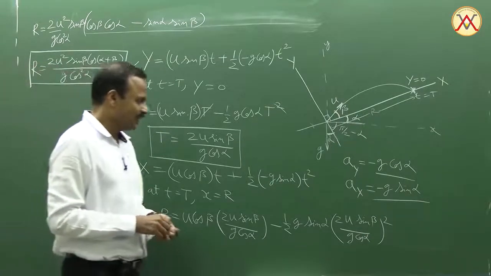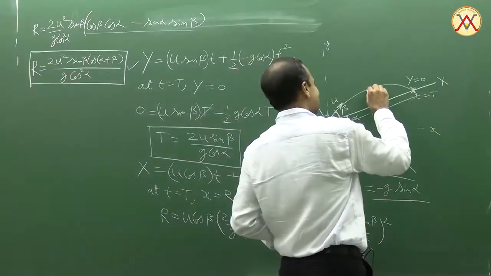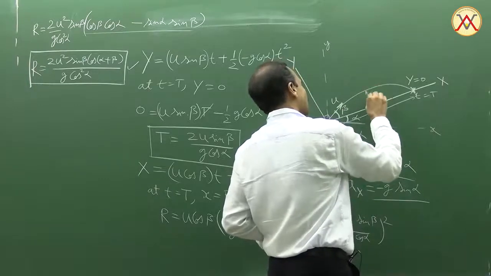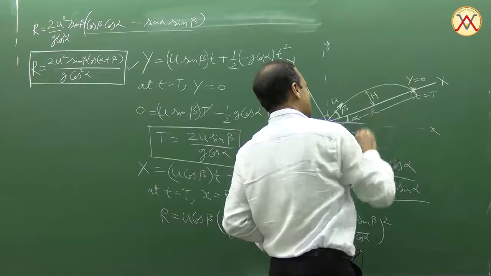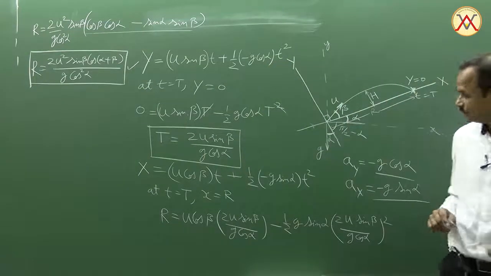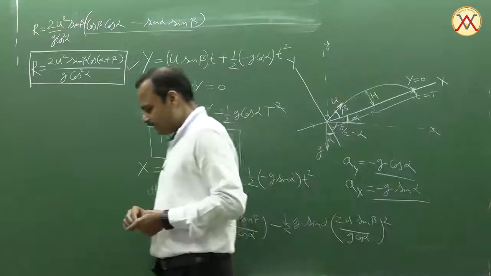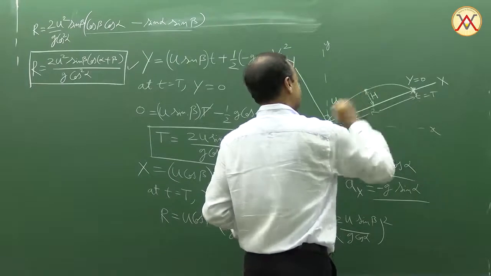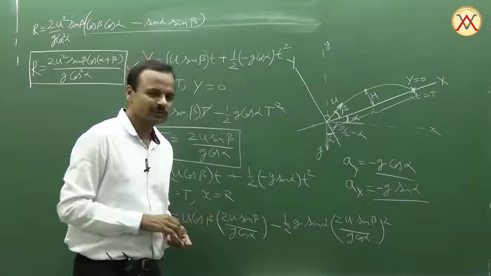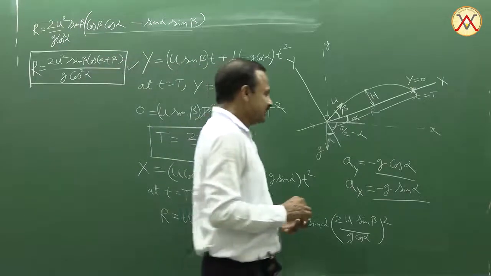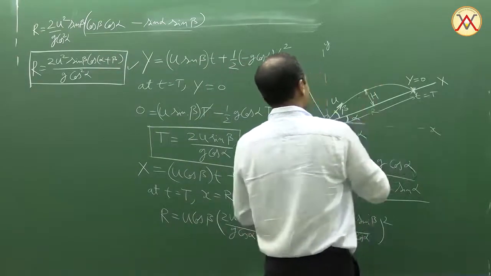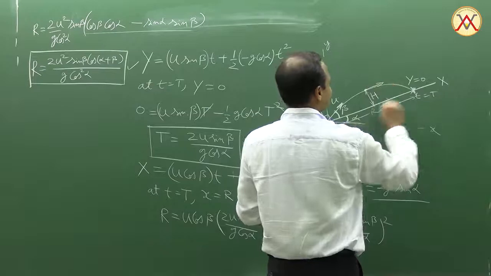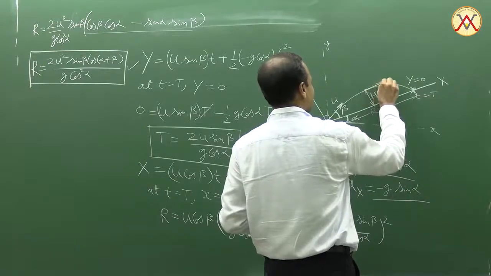Then you may be interested in one more thing. What is the maximum distance of this projectile from this inclined plane, or the maximum height above the inclined plane? So at this point, when its distance from the inclined plane is maximum, what can we say about its velocity? The velocity, we can say, will not have a y component. It will be parallel to the inclined plane. It will only have the x component.